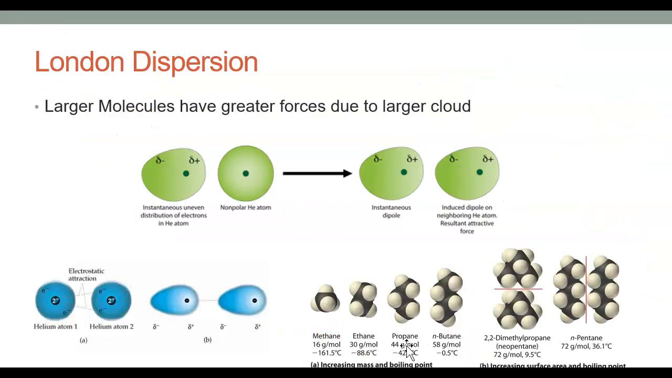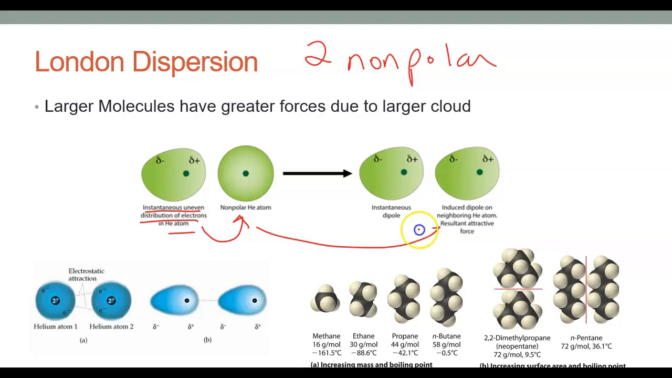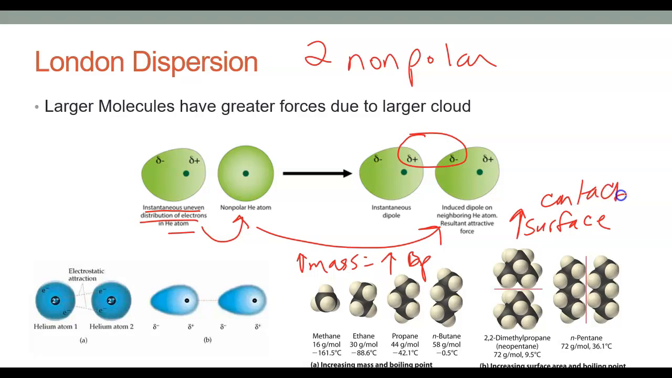If we look at London dispersion forces, again, this happens between two nonpolar molecules, and what you see is that you have this instantaneous uneven distribution of electrons, and it's going to induce this other nonpolar atom to then have a charge. And so then they're going to have this attraction between the partial positive and partial negative. That would be the Coulombic attraction, and you're going to have then an interaction. What we find with London dispersion forces as well is that as we increase the mass, then we're going to increase the boiling point. And then as we increase the surface area, or basically the contact area, we're also going to increase the boiling point.